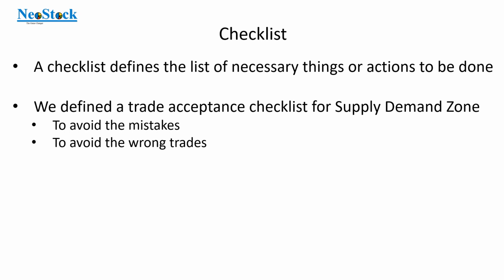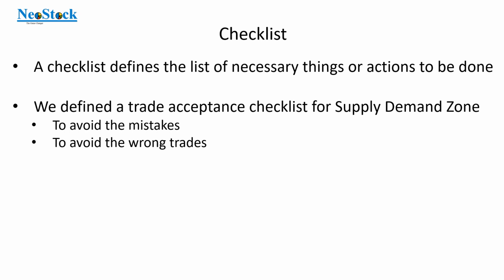In these concepts, there are 8 important concepts you should always ensure are in our favor so that you can go for a trade. So what are those 8 necessary things? Actually, those 8 necessary things, I named as a trade acceptance checklist. If you confirm all those 8 necessary things are completed, then only you can go to the trade. Otherwise, you have to reject the trade.